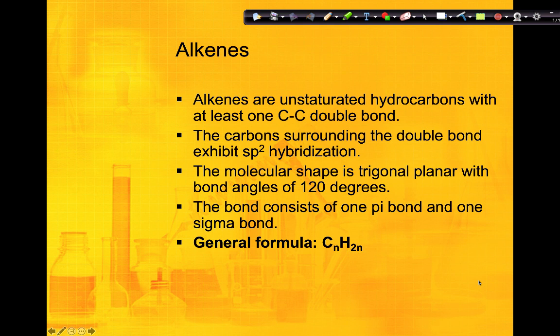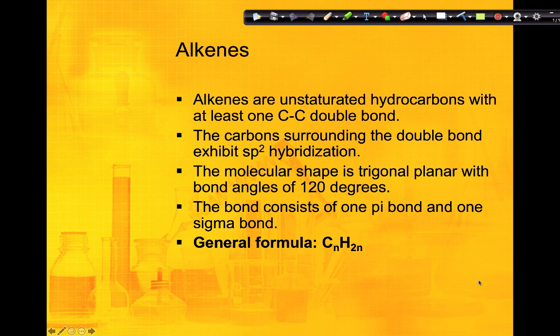Okay. The molecular shape is going to be trigonal planar, and the bond angle is going to be 120 degrees around that double bond. So the double bond is going to change the angle, and it's also going to change the way the molecule looks. So it changes also the way it behaves and the properties. So a double bond is going to be a sigma bond and a pi bond.